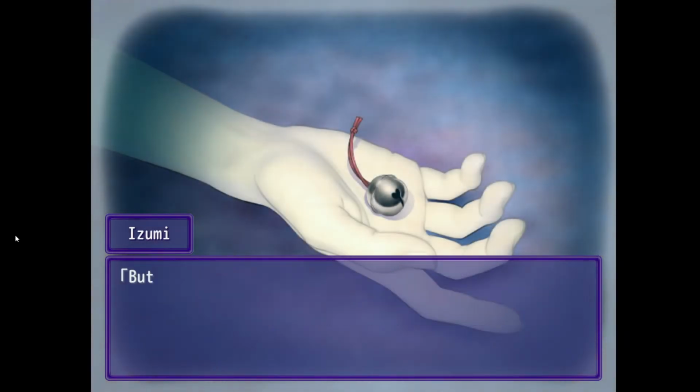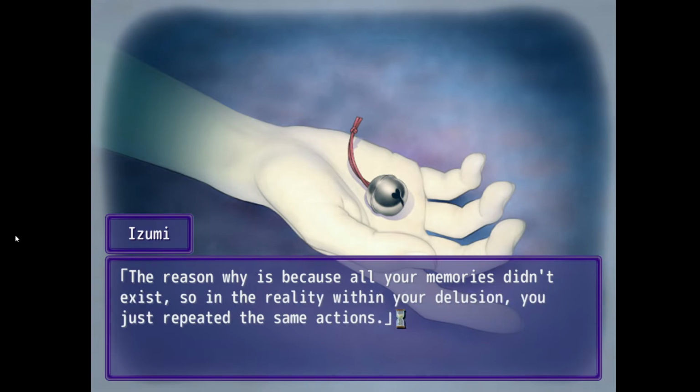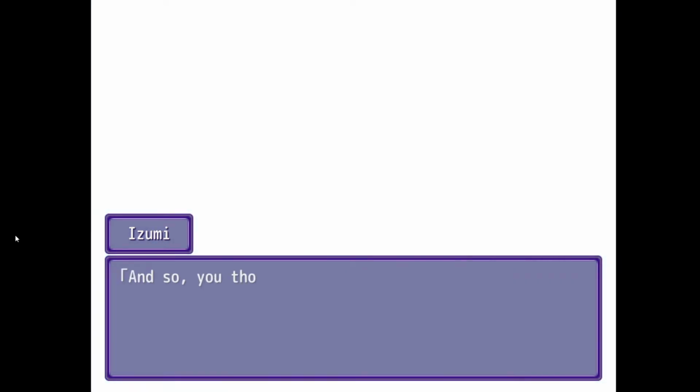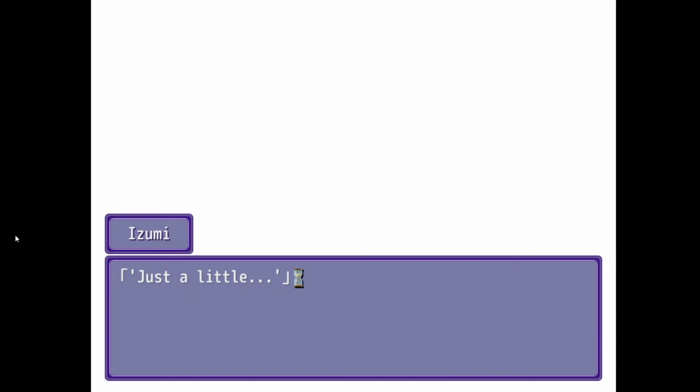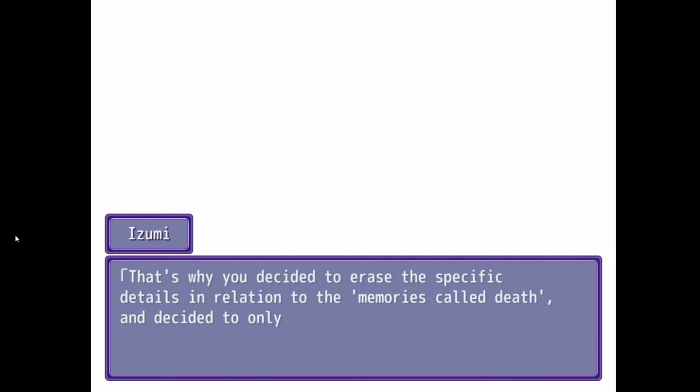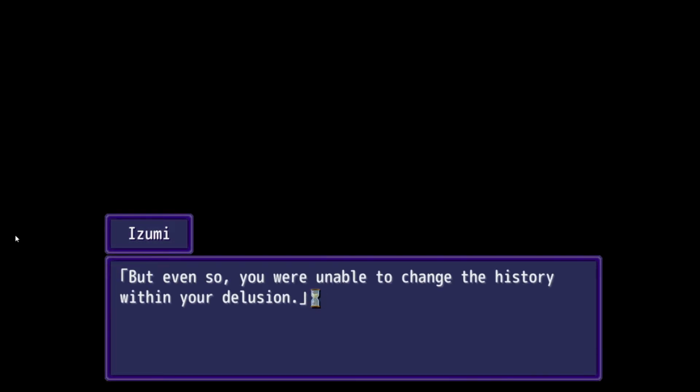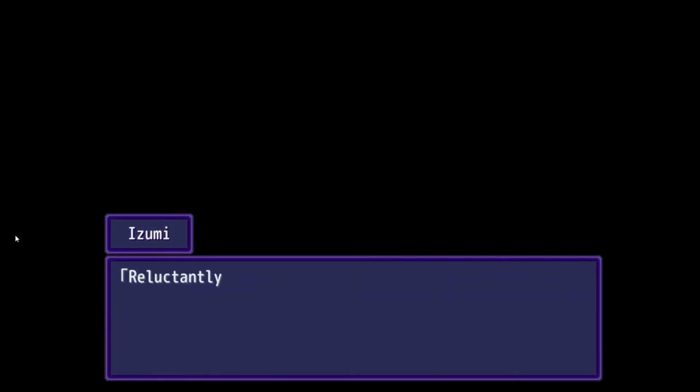But that didn't go well. The reason is that all your memories didn't exist, so in the reality within your delusion, you just repeated the same actions. And so you thought, next, I'll decide to try remembering just a little about the events of these 6 days. Just a little. That's why you decided to erase the specific details in relation to the memories called death, and only remember a vague abstract figure of someone who died. But even so, you were unable to change the history within your delusion.